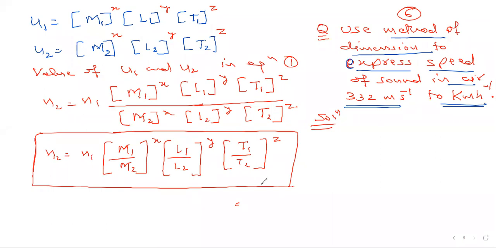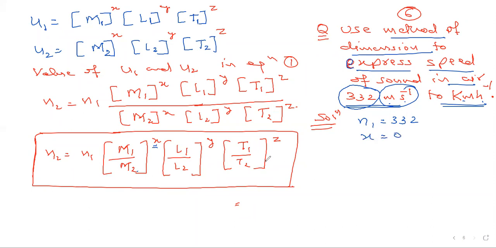So you see N1 is given, 332. And in this line you see this is meter per second, that is the length and the time. Length and the time, mass is not here. So mass will not be included. You may say the value of the x is 0.